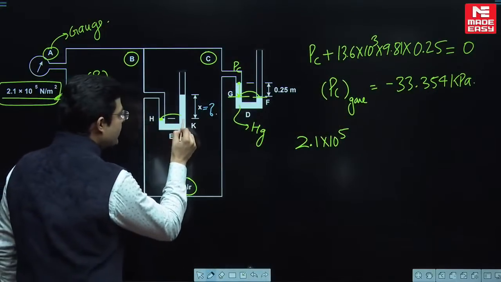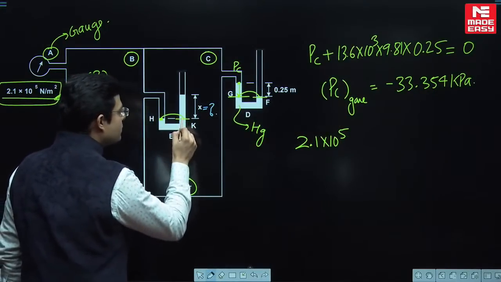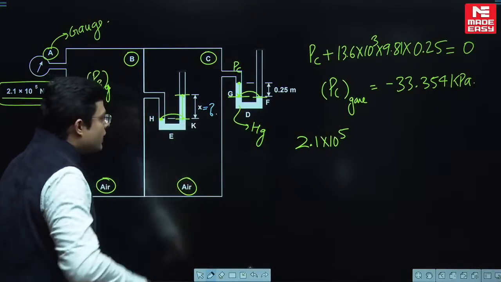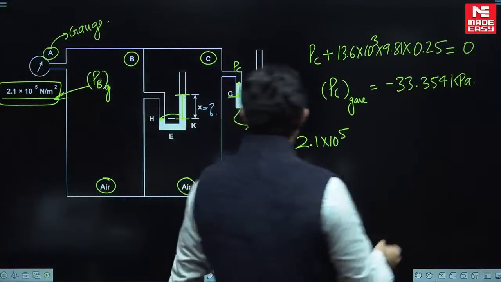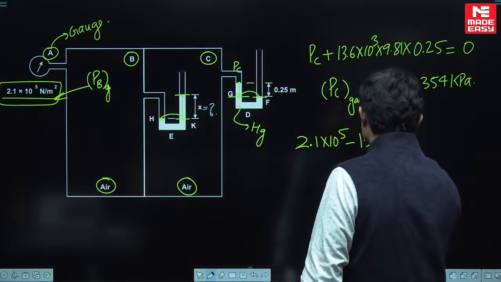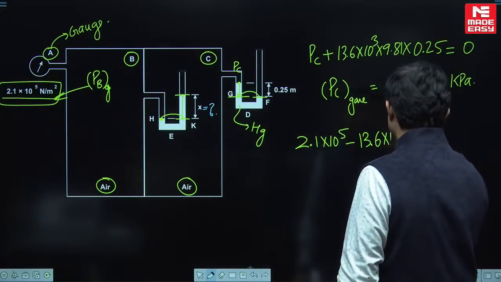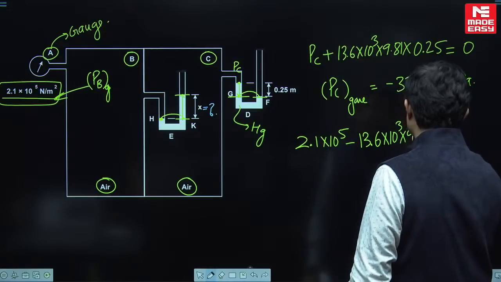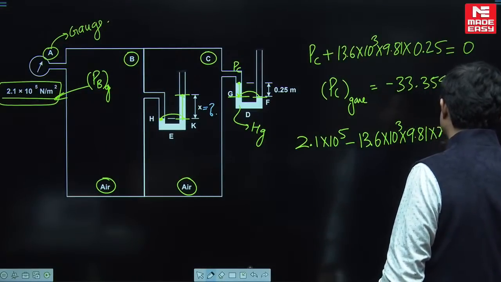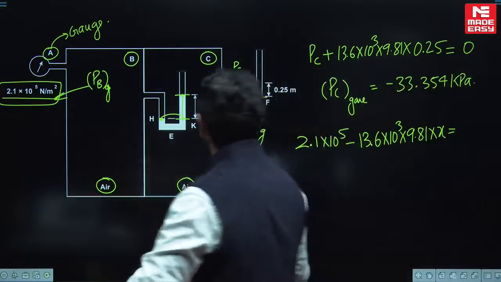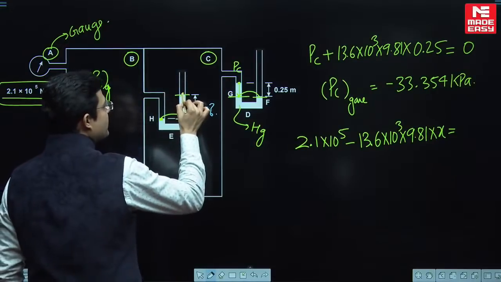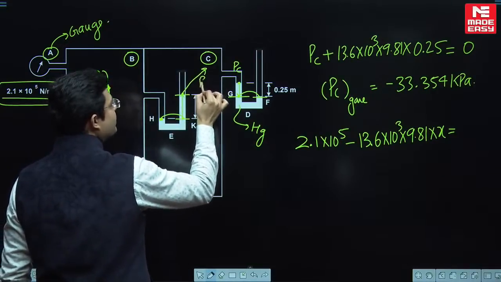Now you jump from here to here, and you move vertically up from here. So vertically up from there is minus, it is mercury. So 13.6 into 10 to the power 3 into 9.81 into height x is equal to what is the pressure at this point? The pressure at this point is PC.